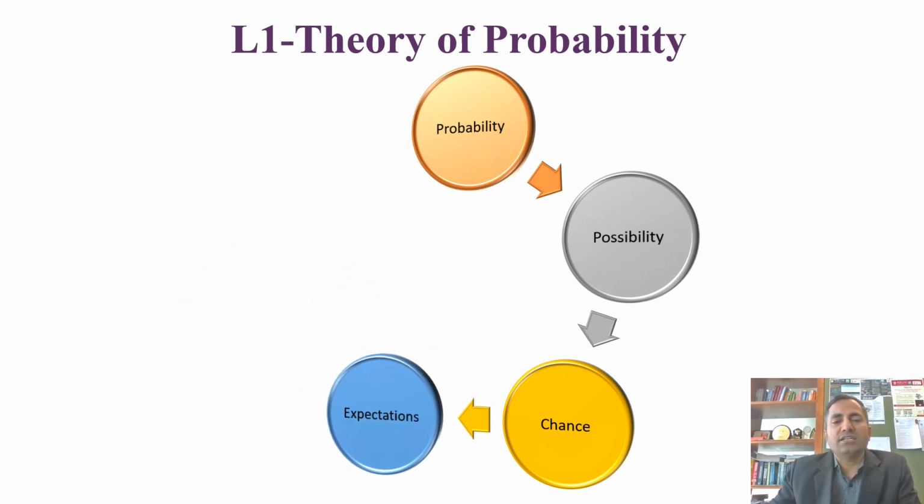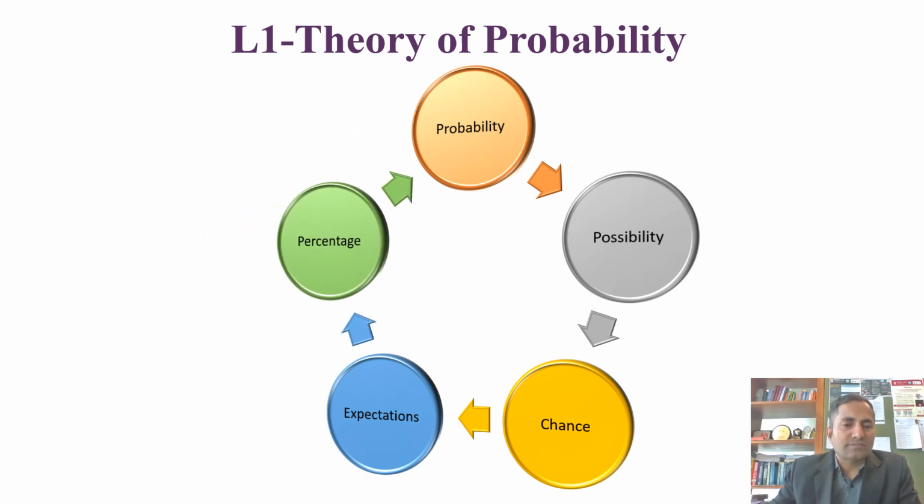Sometimes expectations are also defined in the form of possibility. We are expecting that Sohan will qualify in the GATE examination. Such kind of expectation we also talk about. Percentage: 50% chance I will get a good product from the market. So the percentage can also be defined in such a way. So in day-to-day life, we use these kinds of words: possibility, chances, expectation, percentage.